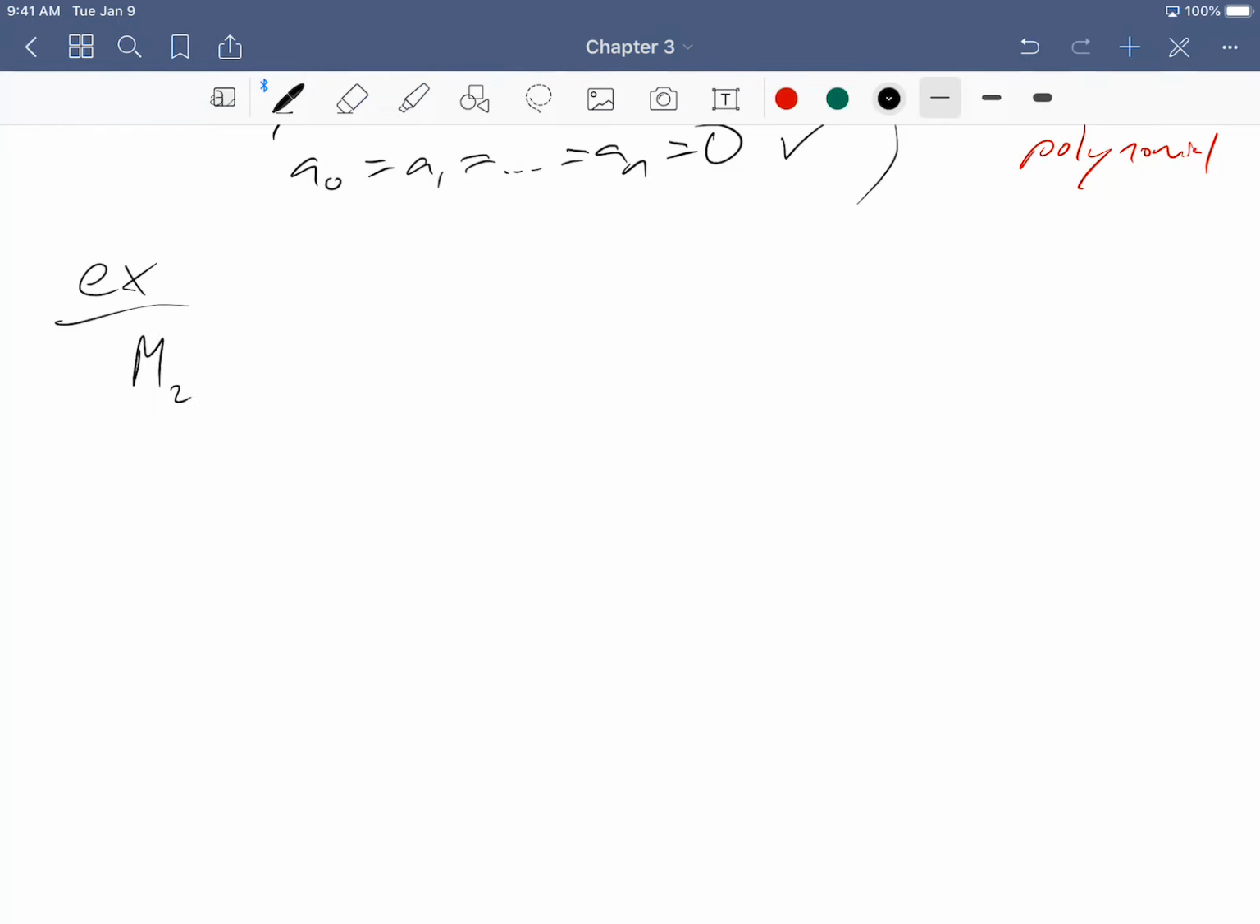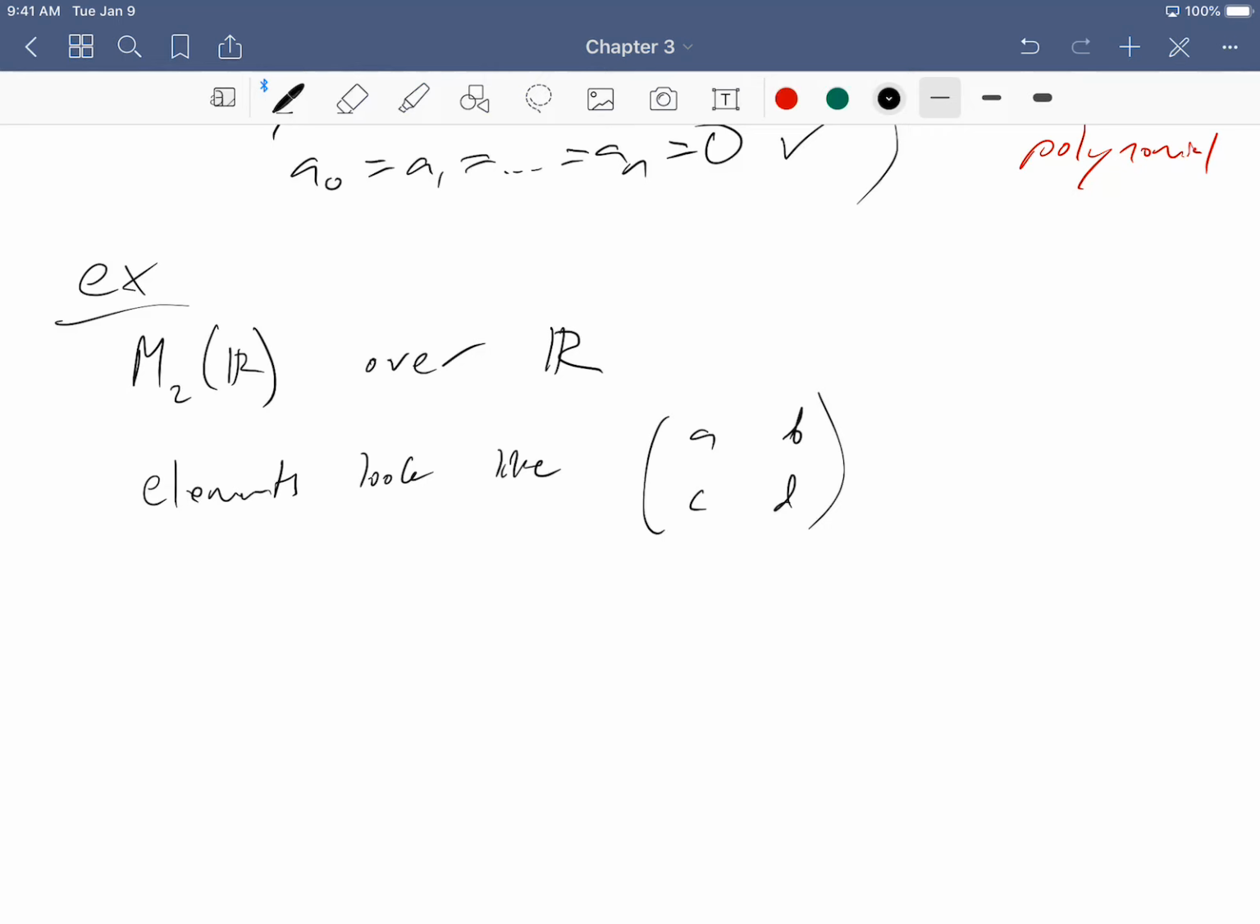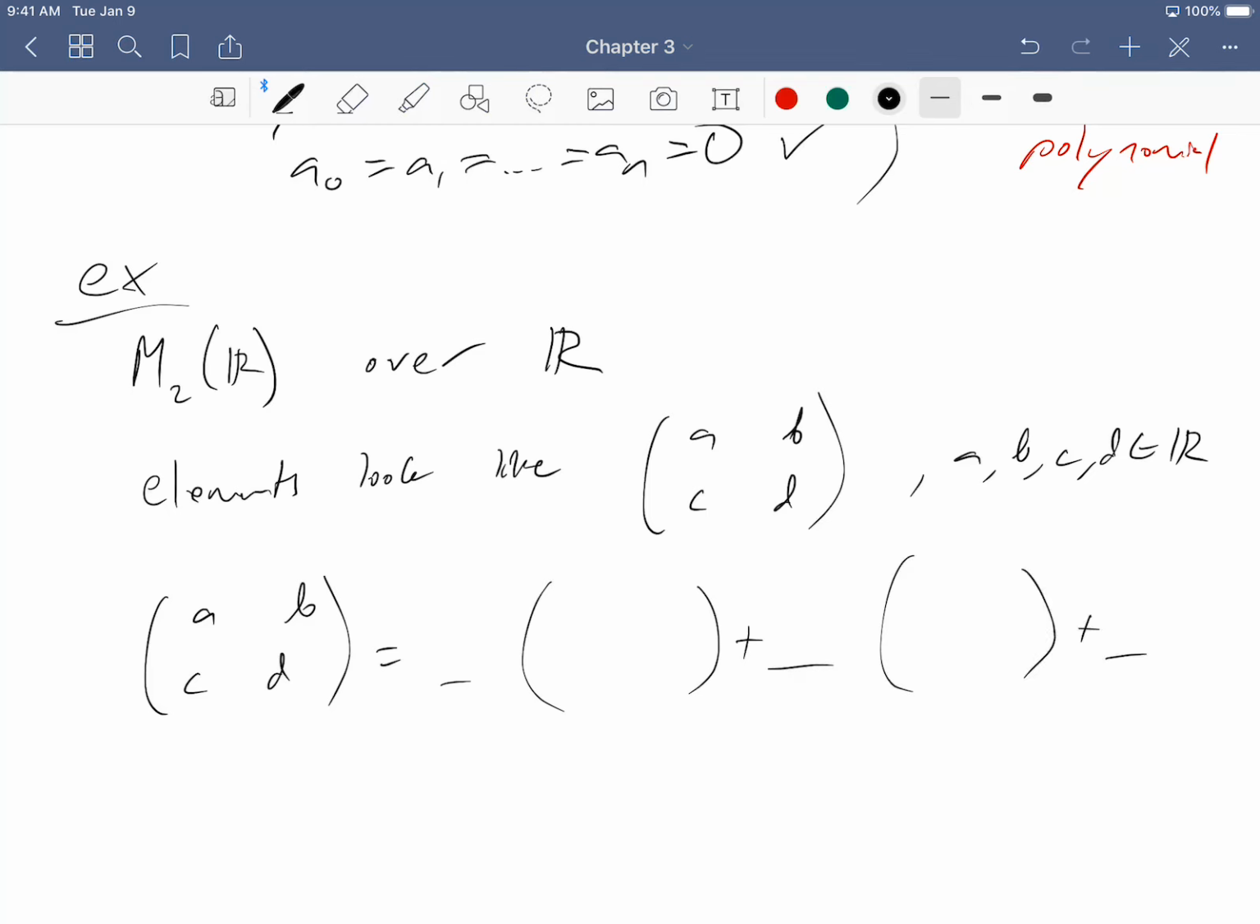All right, let's do 2 by 2 matrices with real number coefficients. So this is a vector space over R, all real numbers. Okay, elements here look like A, B, C, D. So they're 2 by 2 matrices with real number coefficients. A, B, C, and D are all real numbers. And so I want to be able to take A, B, C, D and write it as a linear combination of some specific vectors.